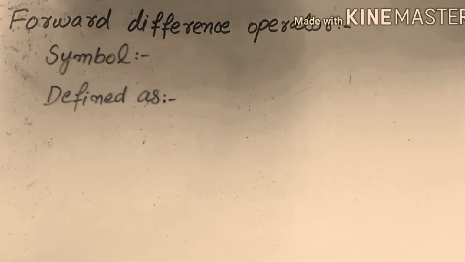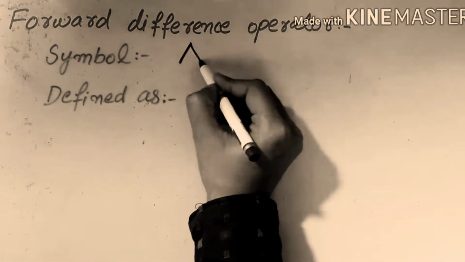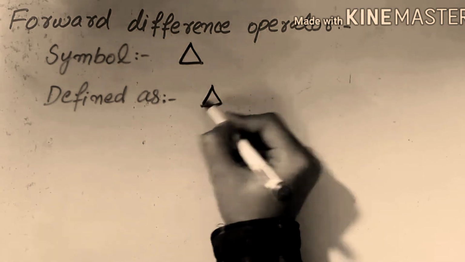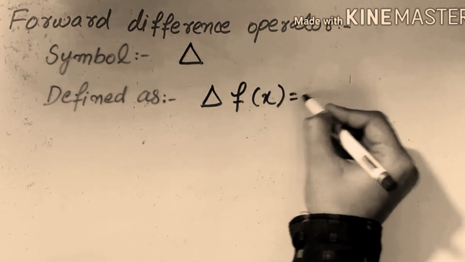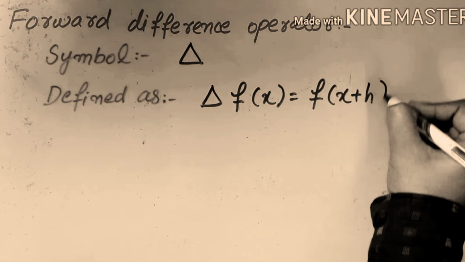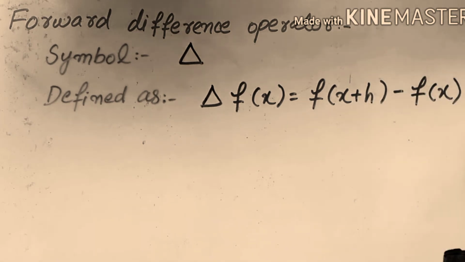Now the next one is the forward difference operator. The symbol of the forward difference operator is del, and it is defined as follows. If we apply the forward difference operator on f of x, it becomes f of x plus h minus f of x. That's how it works.